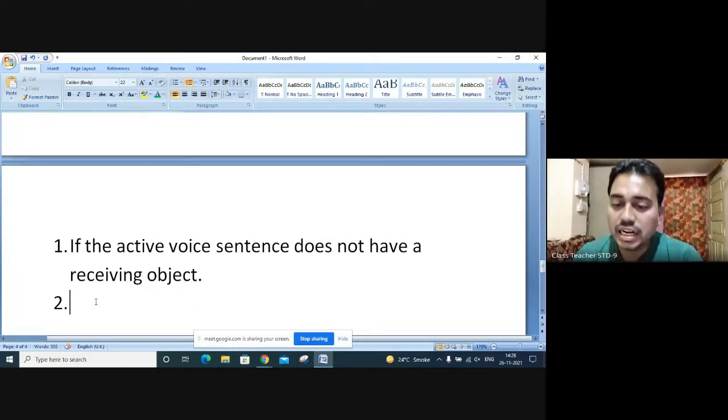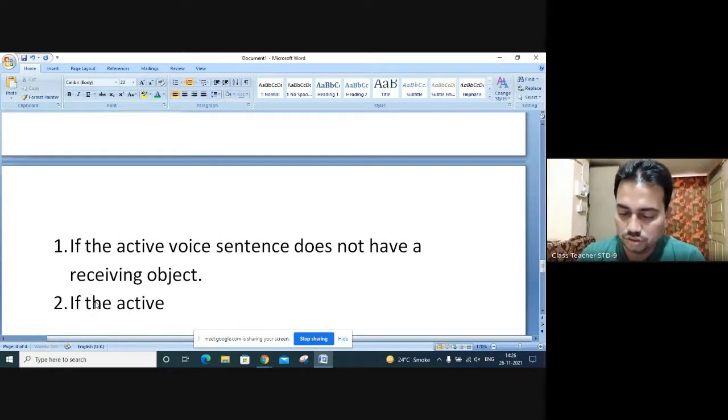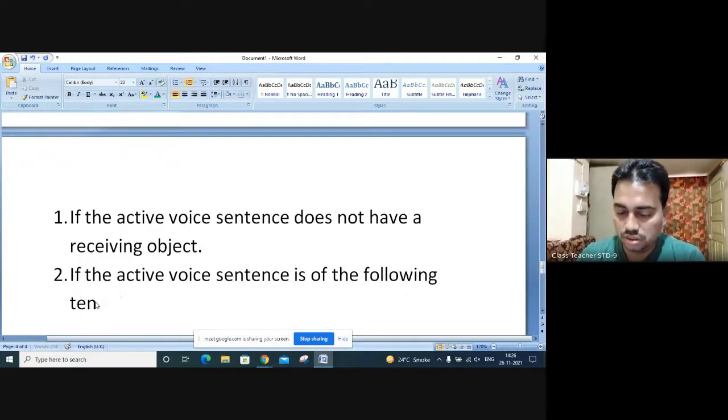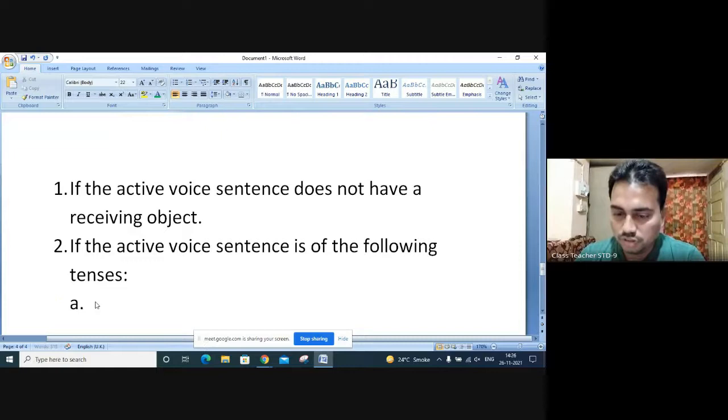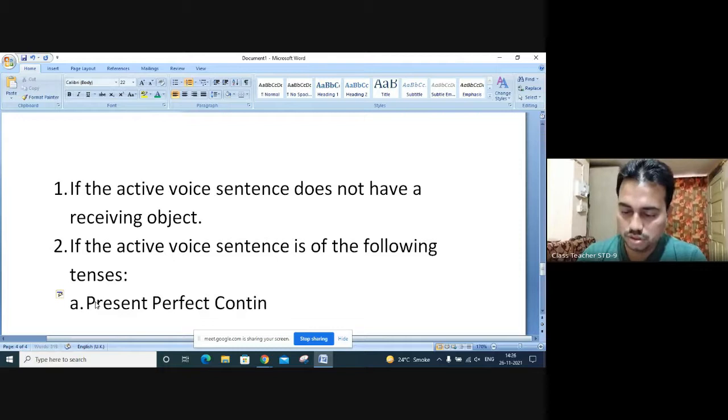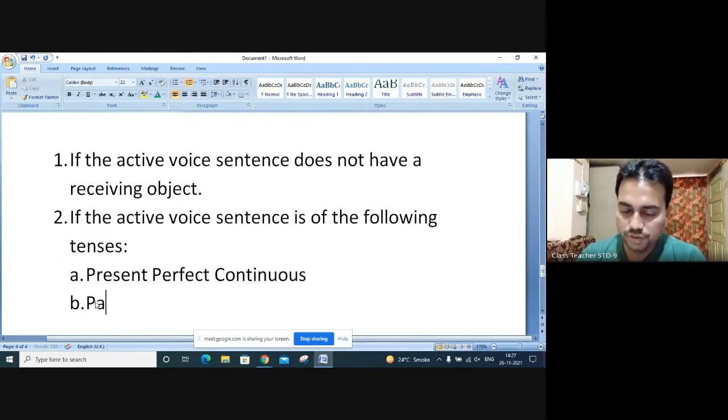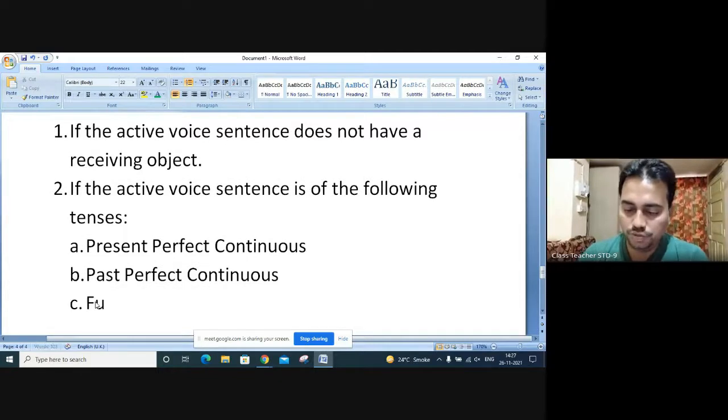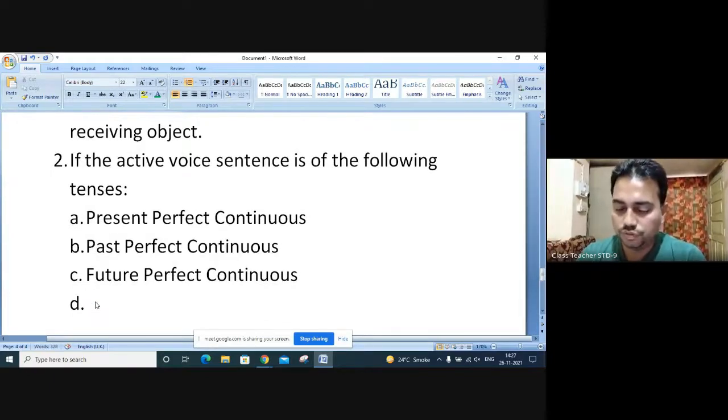Now, the second thing is that, first is if the active voice sentence does not have a receiving object. Now, if the active voice sentence is of the following tenses. What were those tenses? You already saw that. What are those? Present perfect continuous, past perfect continuous, and future perfect continuous, and future continuous.